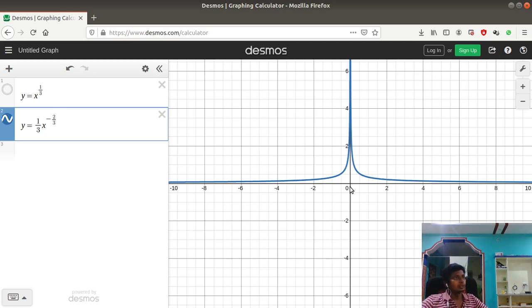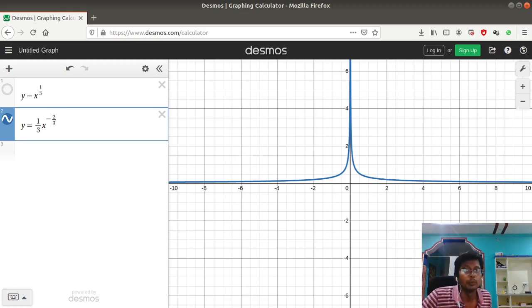Therefore, this doesn't have a unique solution if the initial condition is 0, but it's only for that particular initial condition. Otherwise, it will have a unique solution. If you check other points, it will have a unique solution. Let's say if I consider x naught equal to 2, it will have a unique solution at least in an open interval near 2. That's what we learn from this existence and uniqueness theorem.